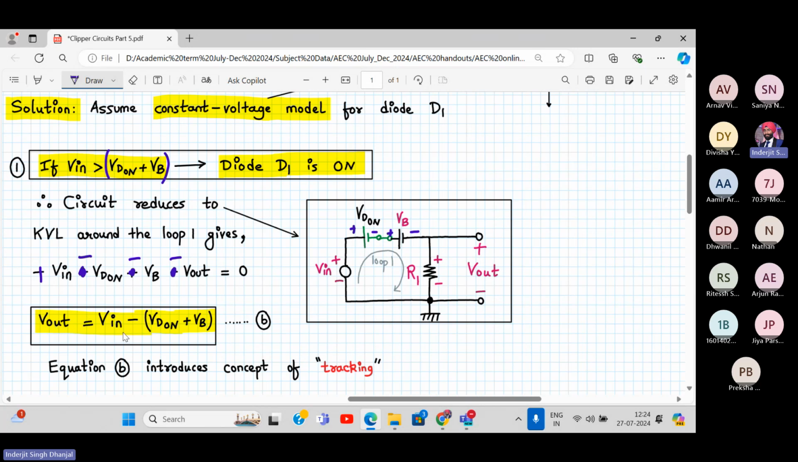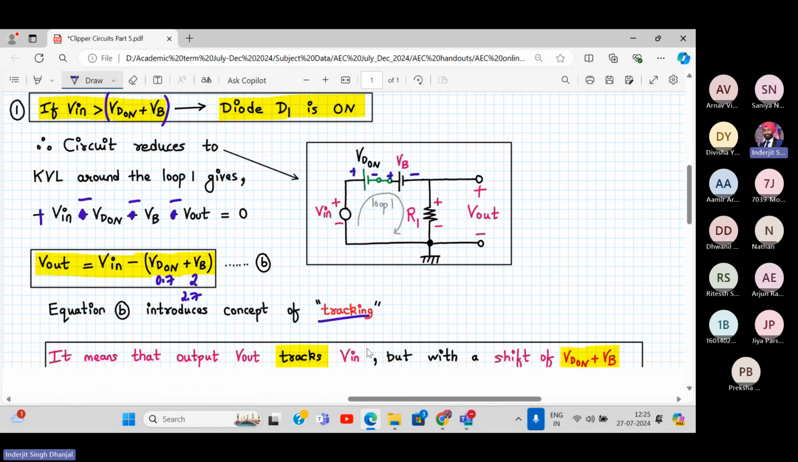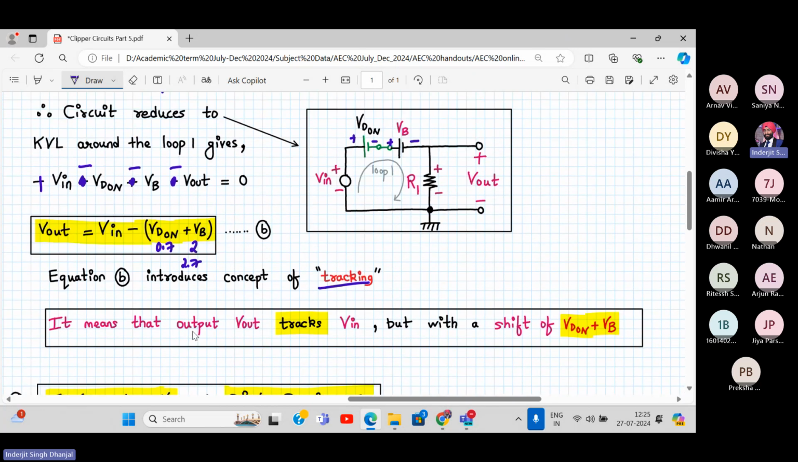So V out will be equal to V in minus VD on plus VB. Earlier you remember it was V in minus VD on only. Now this level has increased. Let's say this is 0.7. This has become 2, so this will become 2.7. So the same concept of tracking happens over here. That means the output tracks the input, but with a shift. Earlier it was 0.7, now it is 2.7. That's it. Remaining concept remains almost the same.